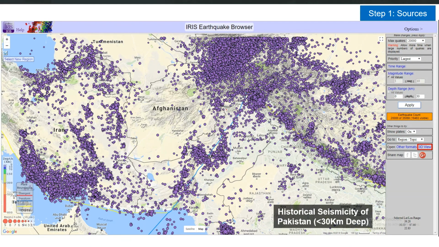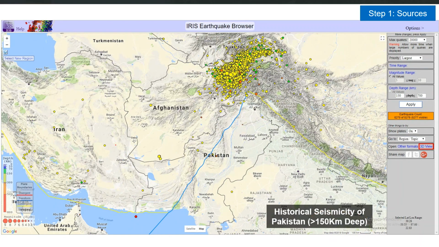This is for shallow earthquakes less than 30 km deep. You can see here that they are mostly concentrated along the main plate boundary, and they are also here in the Hindu Kush region and also along this plate boundary. This is for the earthquakes having the depth greater than 150 km. They are mostly located in the Hindu Kush region.